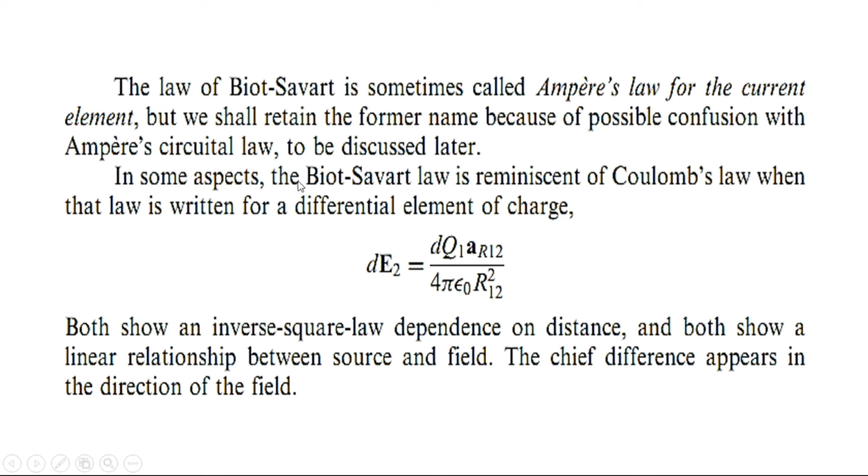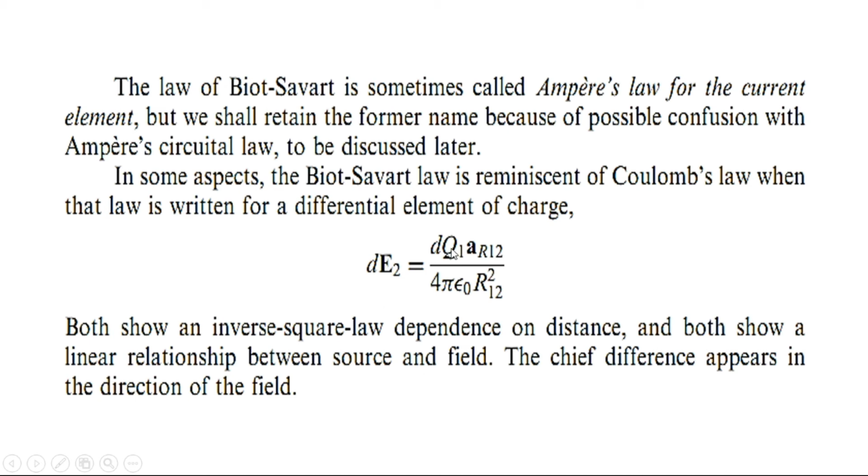In some aspects, the Biot-Savart law is reminiscent of Coulomb's law when that law is written for the differential element of charge. It means that there is some sort of similarity between the Biot-Savart law and Coulomb's law. Both show an inverse square law dependence. If we talk about the differential electric field intensity at a point, both show the inverse square relationship, and both show a linear relationship between the source and the field.